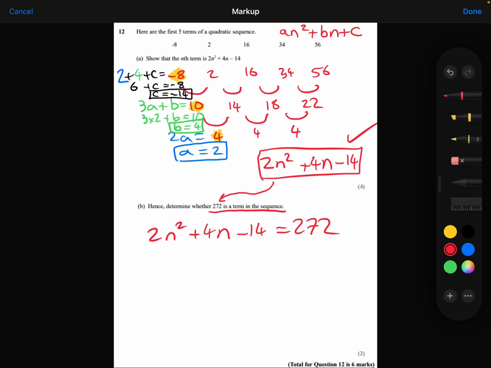So let's solve this equation and see if we get a positive integer. If we do, then it is in a sequence. If we don't, it's not. So we'll first start by subtracting 272 away from both sides. And now we want to solve this. We can solve by, well, if we divide through by 2 to make our life a little bit easier.